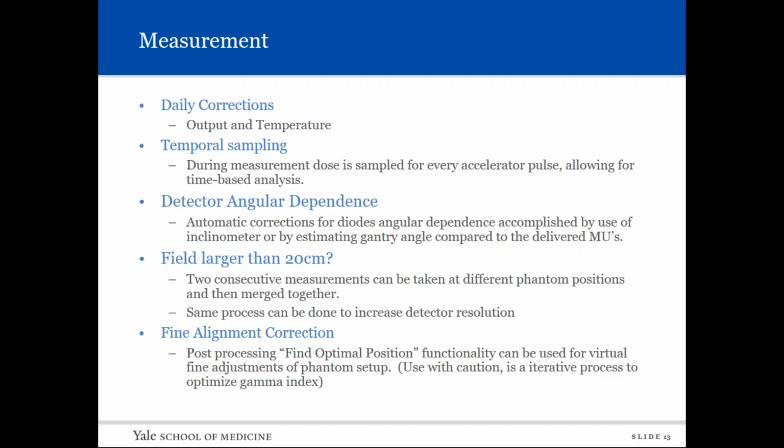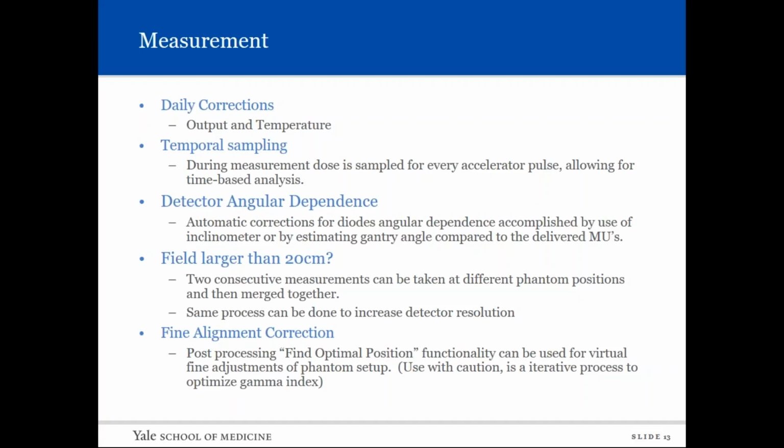Also, since there's no sampling between the dose pulses, noise is reduced, but probably the greatest benefit of it is it allows for binning based on your gantry angle, and then you can reconstruct the dose in 3D after that. During this sampling, the directional dependence of diodes is automatically accounted for, and it's based on your current gantry angle. This is where use of the inclinometer helps.